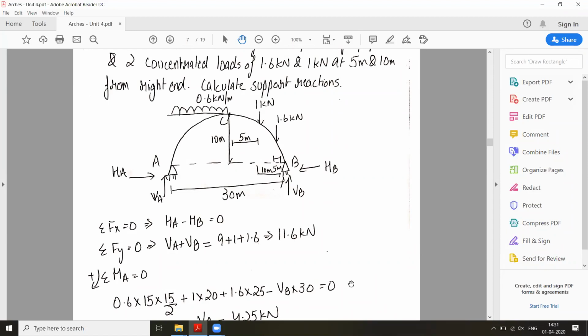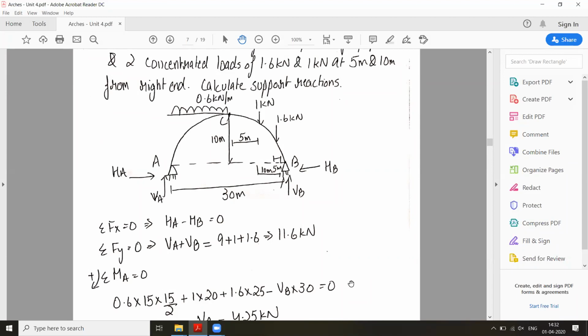How will you find the total load of the UDL? Sir, 0.6 into 15. So it will be 0.6 into 15 plus 1 plus 1.6. Okay, so that is how you are getting this 11.6. That 9 is the total load of the UDL, 0.6 into 15. So this is the equation for VA plus VB, which is equal to 11.6 kilonewton.